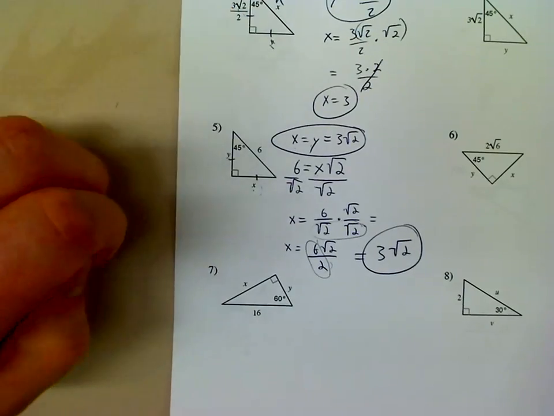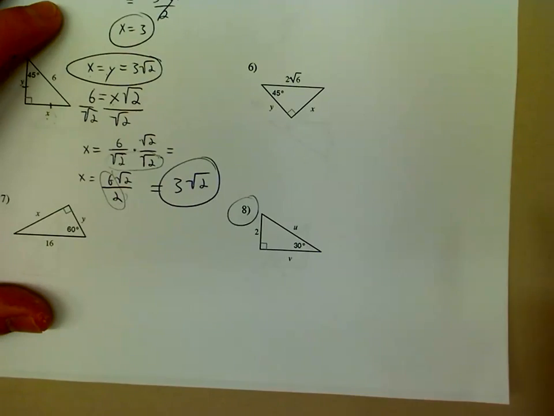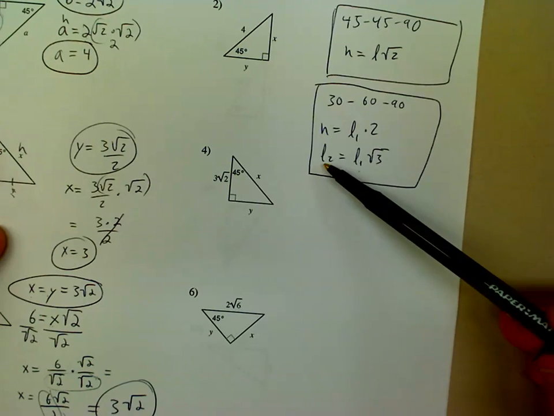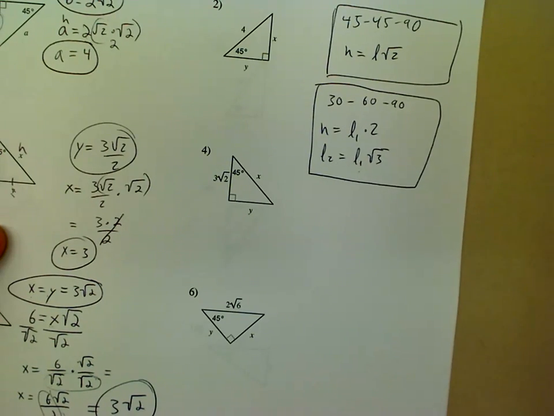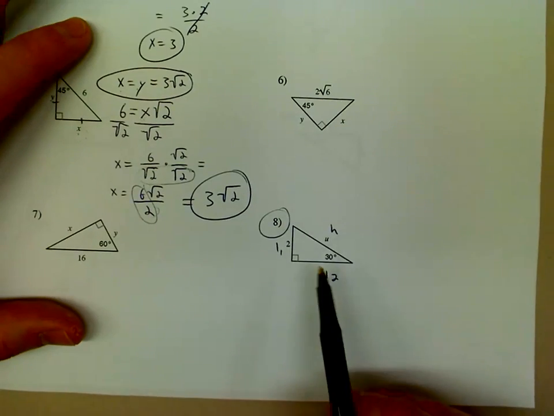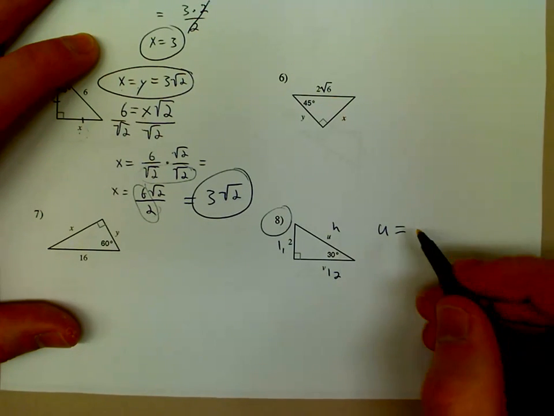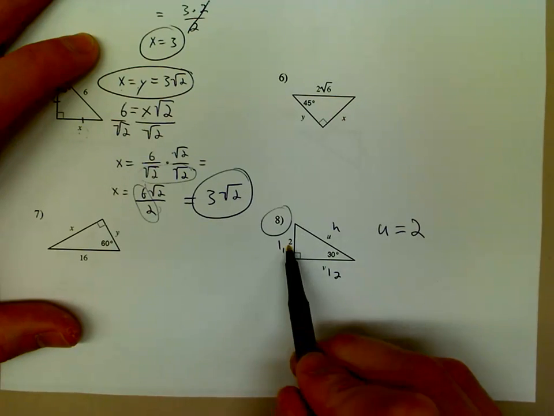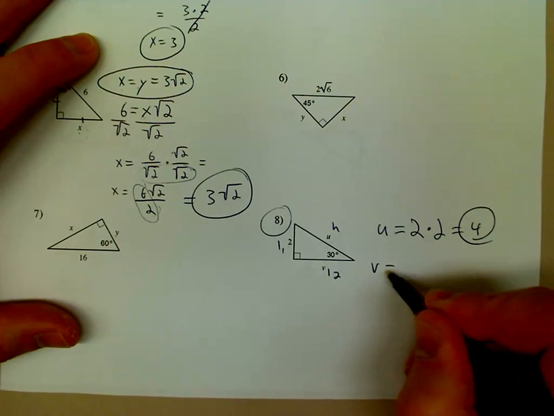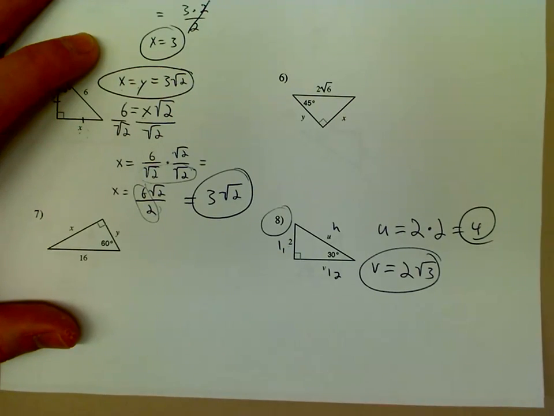Alright, let's do a 30, 60, 90. Let's do number 8. So now we need to remember these two formulas. The hypotenuse equals the shorter leg times 2, and the longer leg equals the shorter leg times the square root of 3. So the hypotenuse is here, that's L1, that's L2, L1, L2. So U, which is the hypotenuse, equals 2, that's the shorter leg, times 2, so 4. And V equals the shorter leg times the square root of 3. Done with that one.